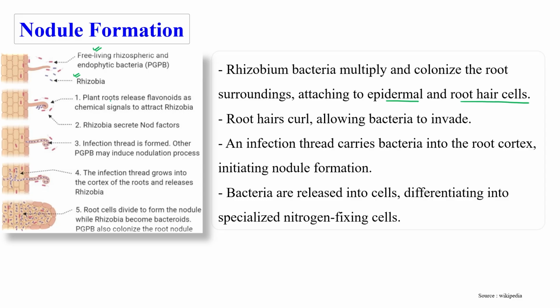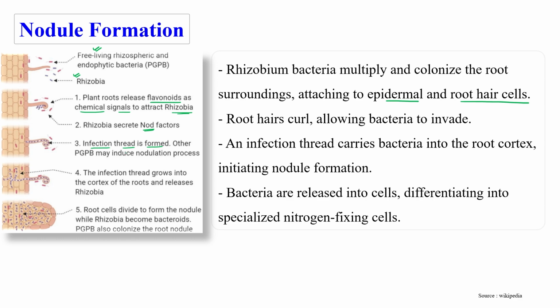epidermis of the plant root, and at the same time the plant roots release certain kinds of flavonoids as chemical signals to attract rhizobia. Rhizobia also secrete a kind of factor known as NOD factor. So this infection thread is formed when the plant root releases a kind of chemical to attract the bacteria.